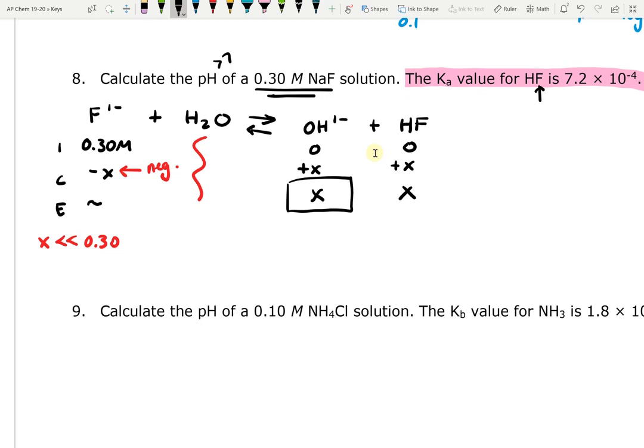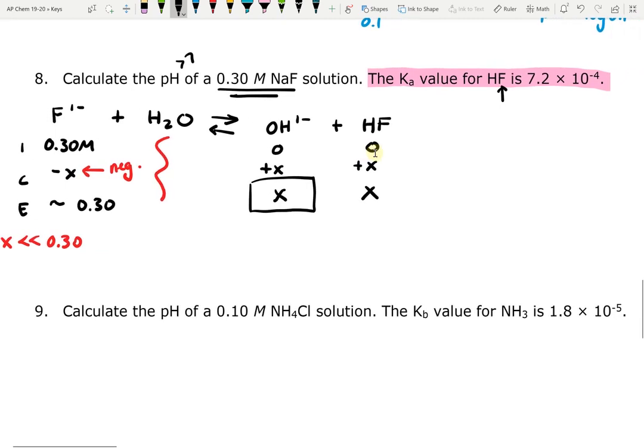If that's the case, this will be approximately 0.30 at the end as well. Now, why is that important? This is going to be part of our K expression. They gave us the Ka value for HF, the weak acid that gave us the fluoride that's interesting in this problem. But that Ka value itself can't be used directly because we're not talking about the acid behavior of HF in this case. We're talking about the base behavior of its conjugate, right? So we're going to need a Kb value for its conjugate.